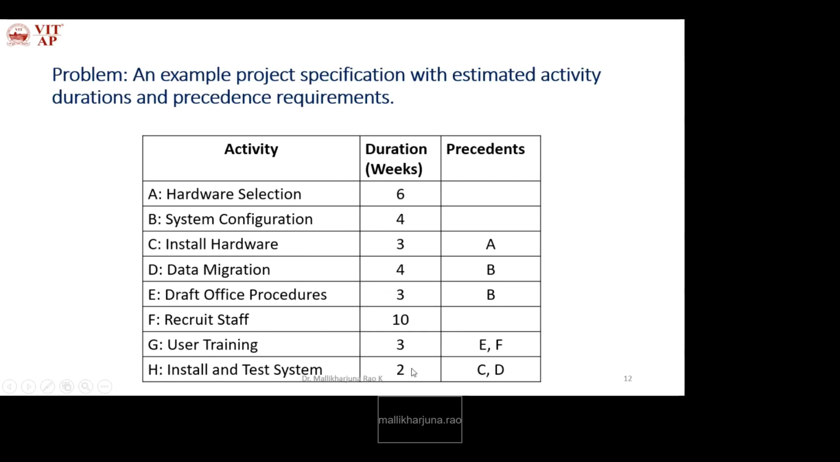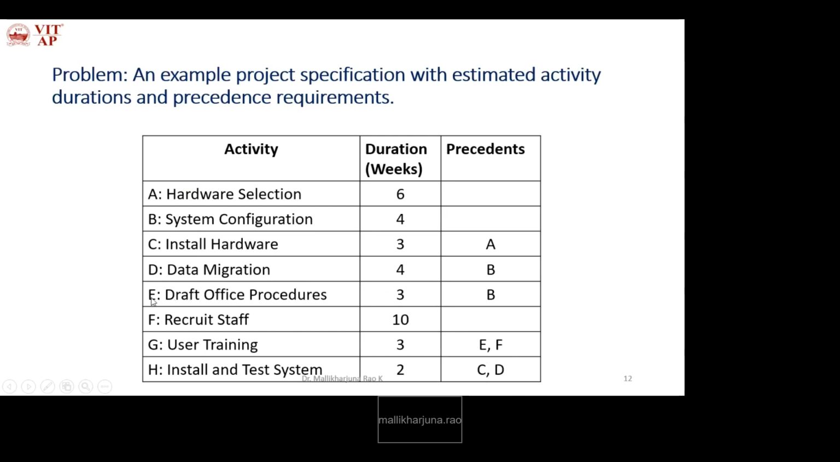Okay, while representing C, we need to ensure that C and D are ending at one node, because C is not ending alone, it is ending with D. Then D. So now the next activity is D. D starts after B, and D is the precedent for H. So we need to ensure that C and D should end at one node.